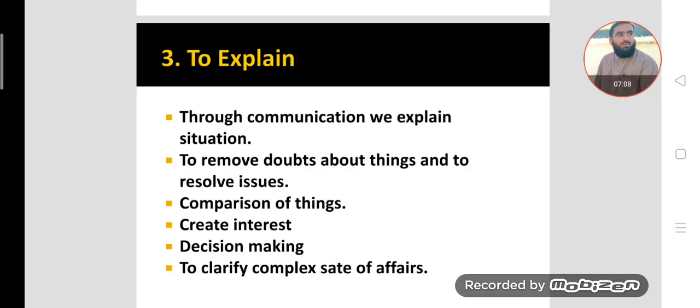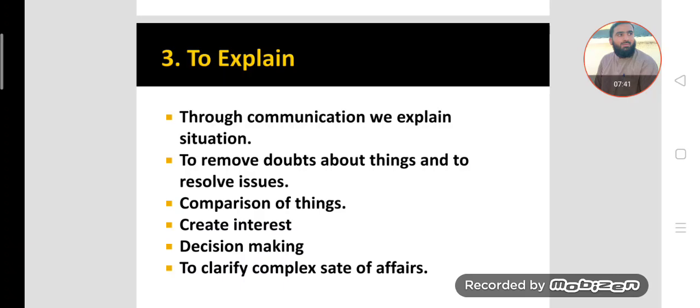or remove the doubts. Okay, to create the interest of others, to create interest of the employees in organization, making comparison. Yes, when we are explaining things, we are making comparison among things or between things. Okay, making decision. Yes, on the basis of explanation, we can make decision. We can take decision from others to clarify a complex state of affairs.